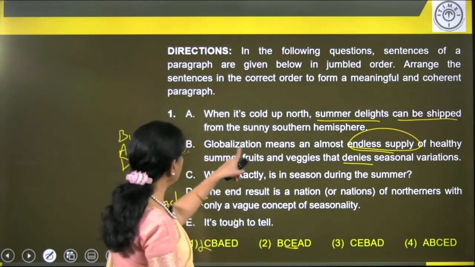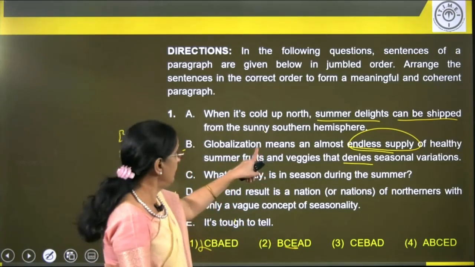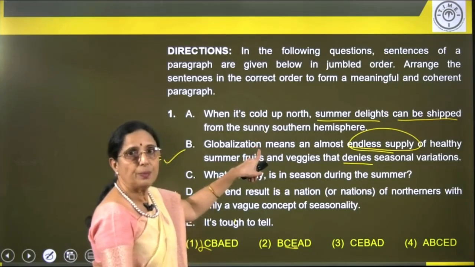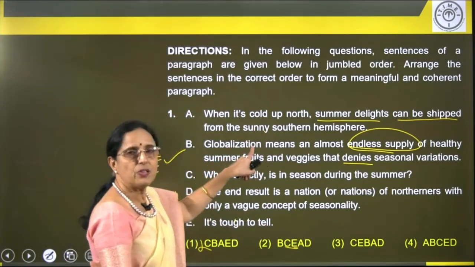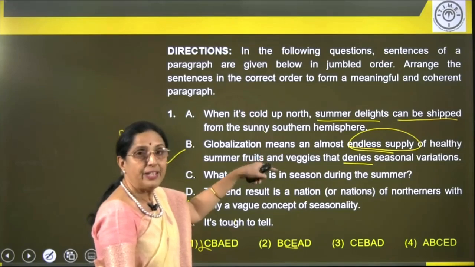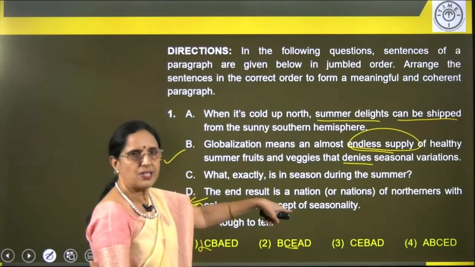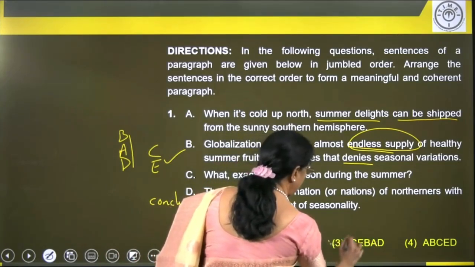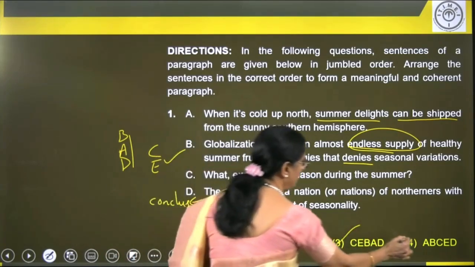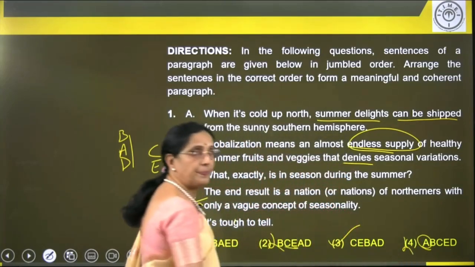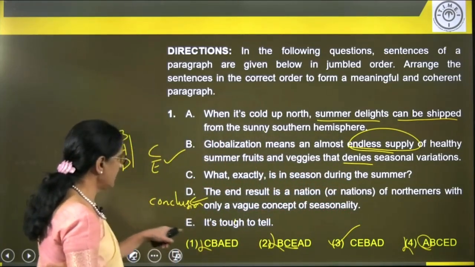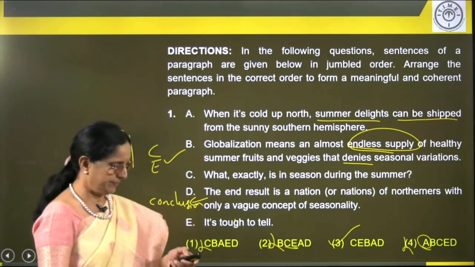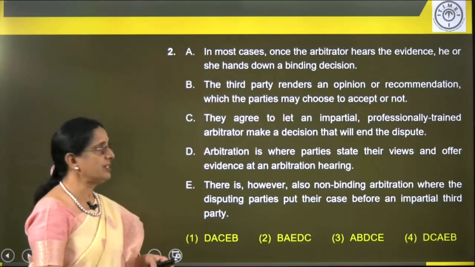But B can't be the opening statement. Alert. Because if you pick this as the opening statement, the discussion should be about globalization. Whereas that is not the case here. So, no. CE, BAD, correct. And A can't be the opening statement again. Is that clear? So, our answer is 3. I hope you followed the explanation.